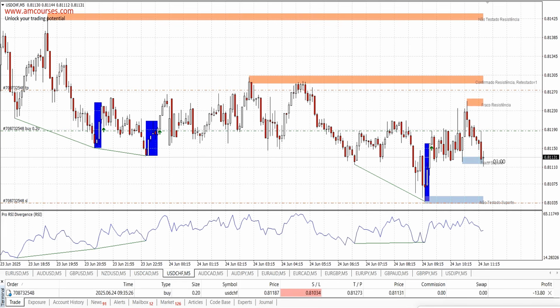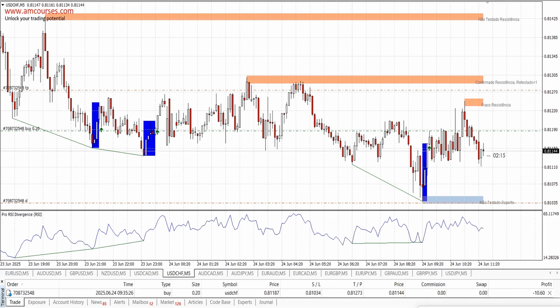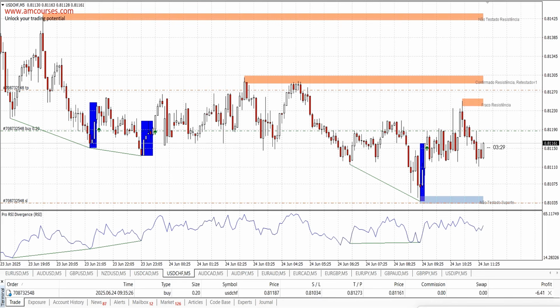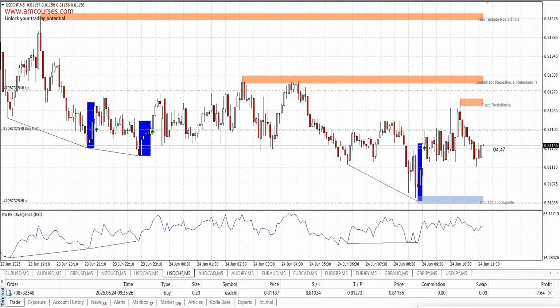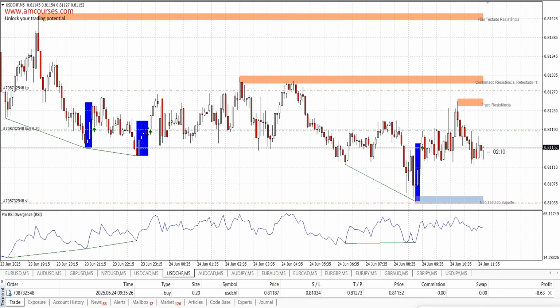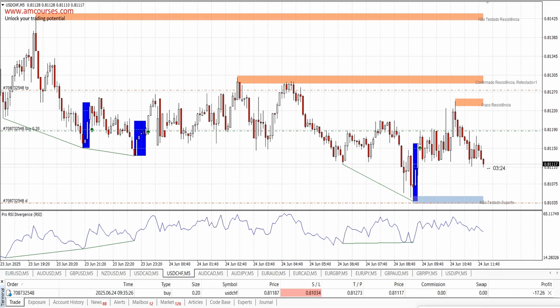Stop loss, placed just below the support zone to protect my capital in case price reversed. Take profit. Target was set near the next resistance zone, and as you can see, price moved up strongly right after entry, hitting the TP perfectly.